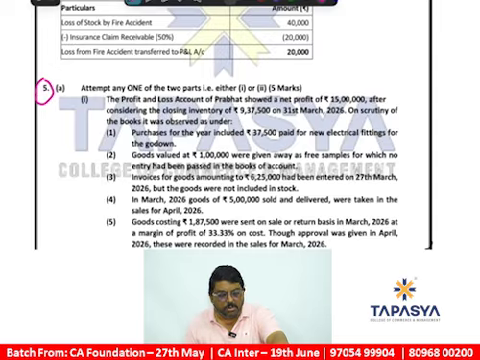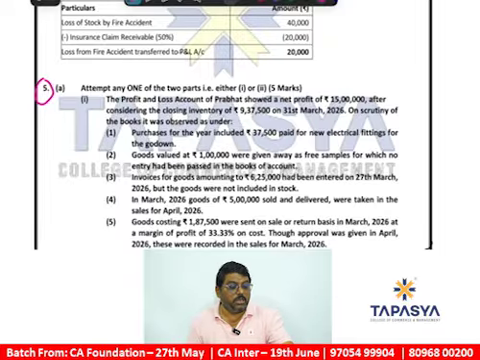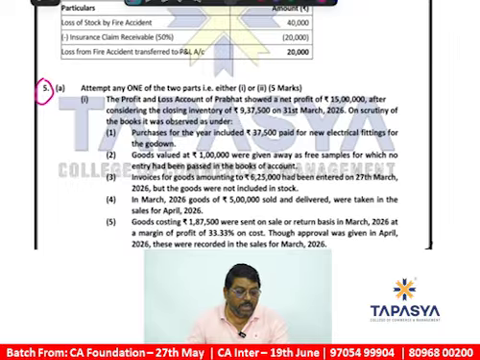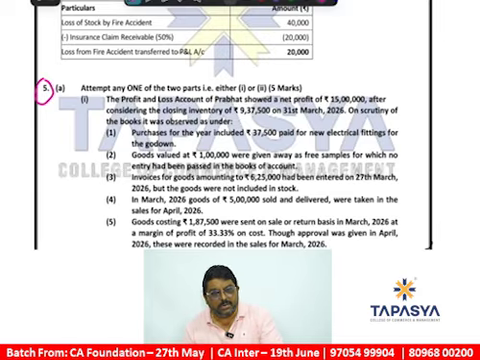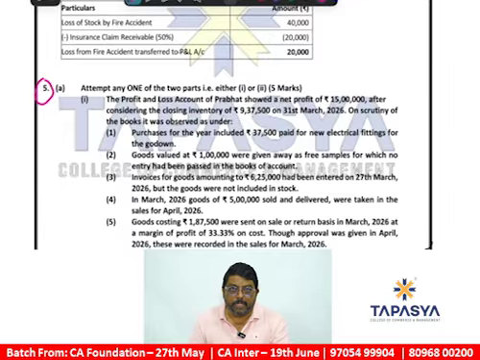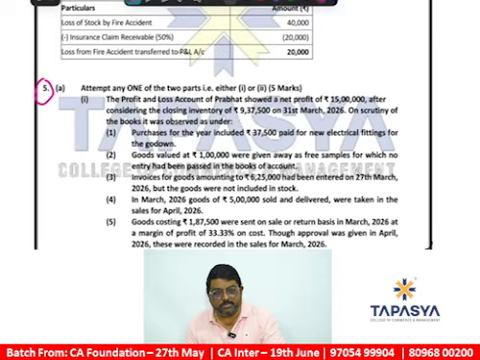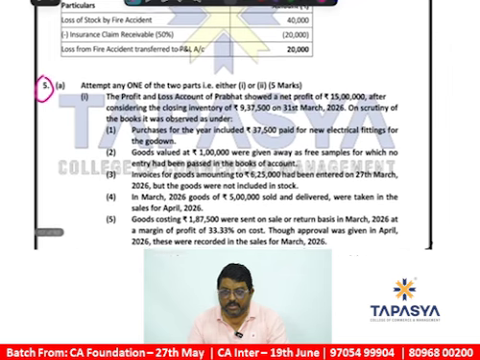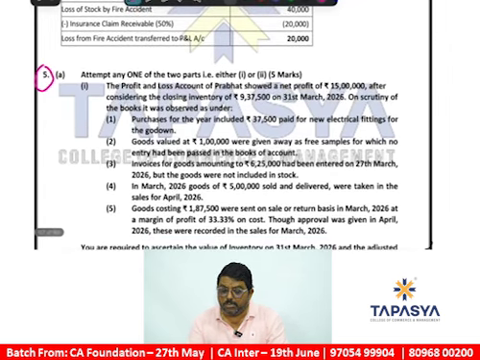And some mistakes have actually taken place: 1, 2, 3, 4, 5. You are required to ascertain the value of inventory and also find out the correct net profit. Because of doing correction of all of 1, 2, 3, 4, 5, your stock will be changed and your profit also will be changed. We need to find out the correct profit and also the correct inventory. Both we need to work out.